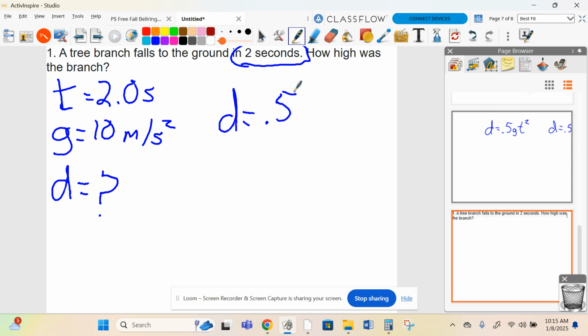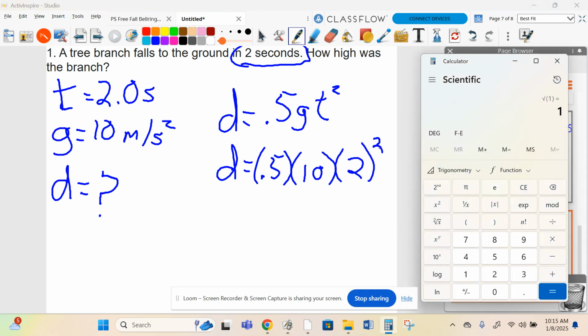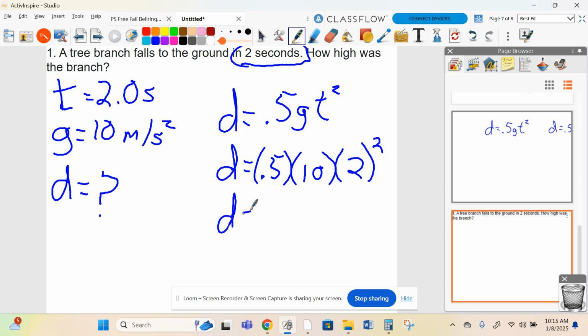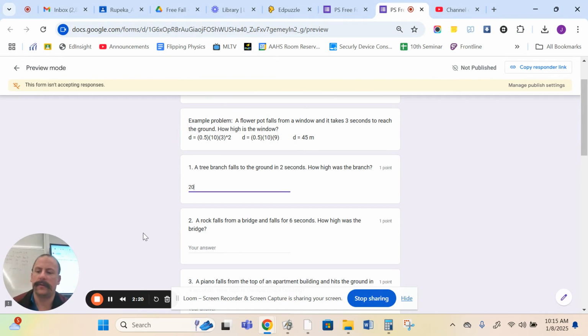I'm going to write down my equation, 0.5 gt squared. d equals 0.5 times g, which is 10, and my time, which is 2, squared. And the nice thing is I can just type this all right in my calculator. 0.5 times 10 times 2 squared equals 20 meters. I'm only entering the numerical value into the form. I am not including any units. So the answer, number 1, was 20.